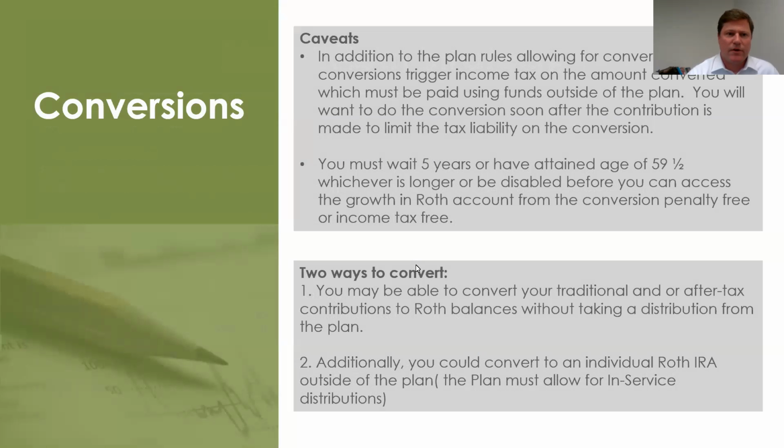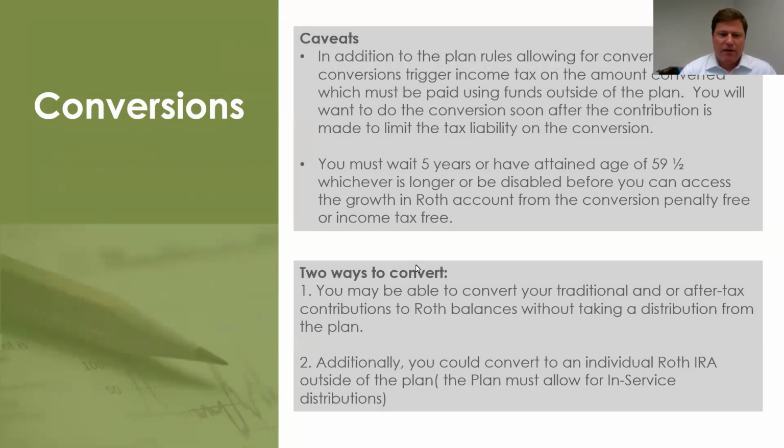So the caveats with the Mega Roth, in addition to the plan rules allowing for the conversion and the distribution, there could be income tax that's triggered here. Just like doing a normal basic Roth conversion, any of the conversions, you will owe tax on the amount converted in the year of conversion.